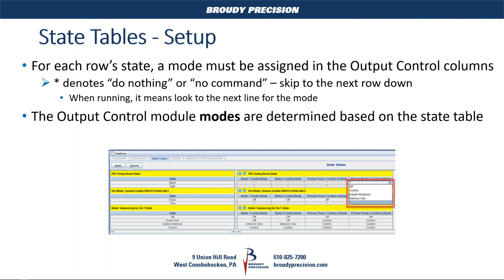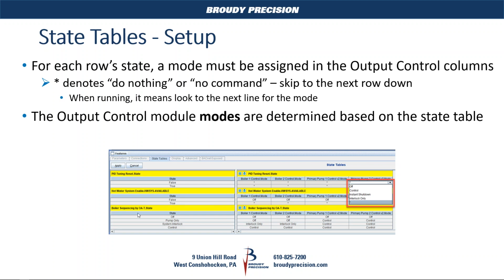So in the example here, you'll see like PID tuning reset. When it's in a mode of false, it doesn't affect any of the output control modules. If it were set to true, same thing, it's not doing anything at this point. If we look at the hot water system enable, false. So in other words, if the hot water system is not enabled, the boiler 1 control mode is off, boiler 2 control mode is off, and the same with the pump modes. Then if it is true, system's enabled, the asterisk means you can move on to the next row.